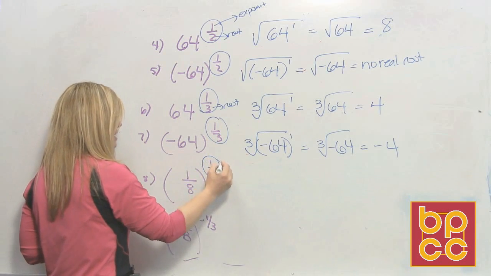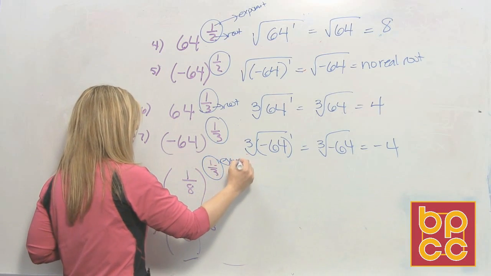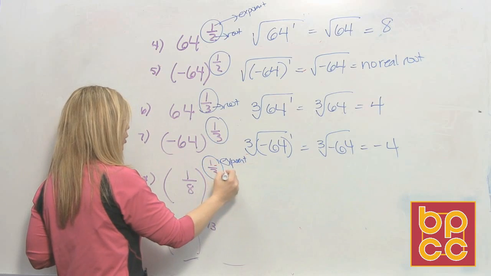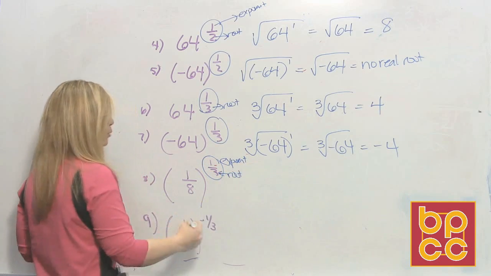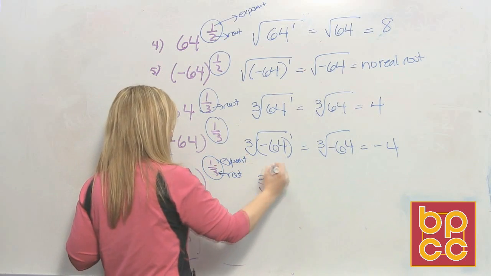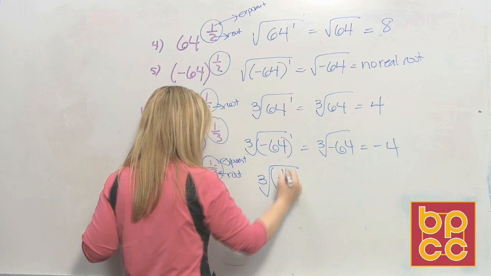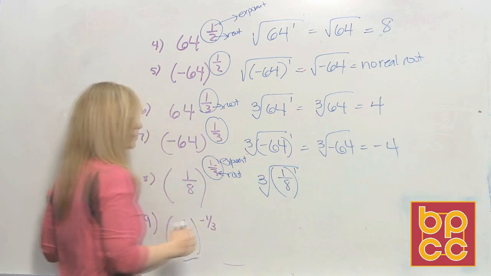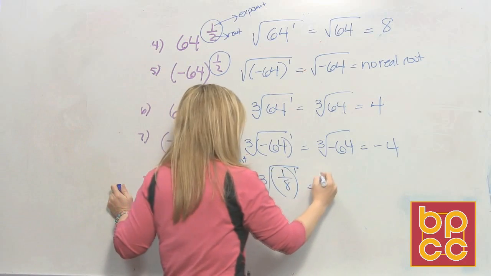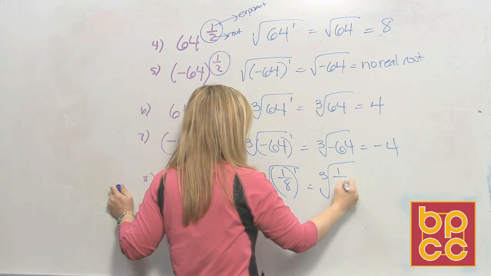This 1/3 is in the exponent spot. That means we change this to a root. What root? The cube root. So I'm asking you to do the cube root of the base. What's the base? 1/8. The exponent stays a 1. So I'm asking you to do the cube root of 1/8.